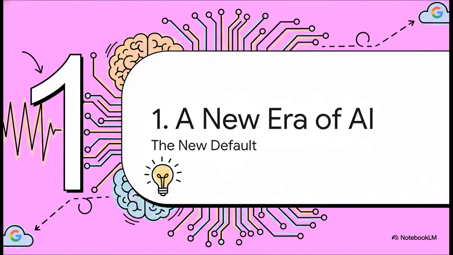Now, this isn't just another model being added to a long list. No, Gemini 3 Flash is being set up as the new default. It's already powering Google's biggest products. We're talking the Gemini app, AI mode in search. That is a massive, massive vote of confidence.